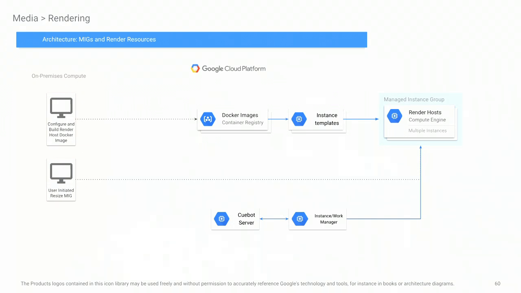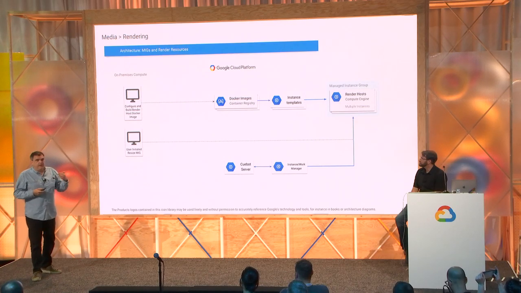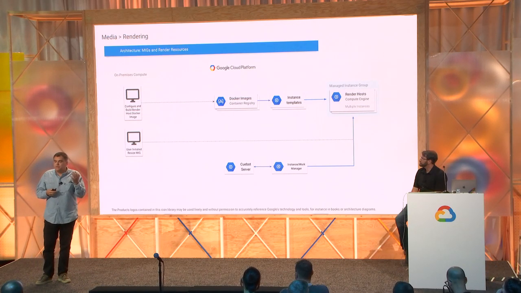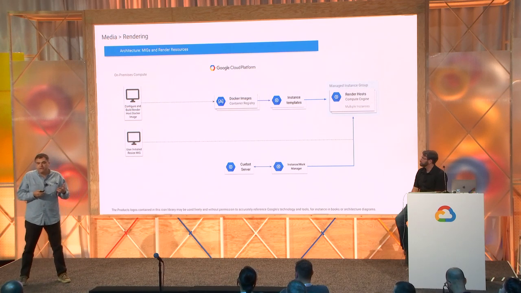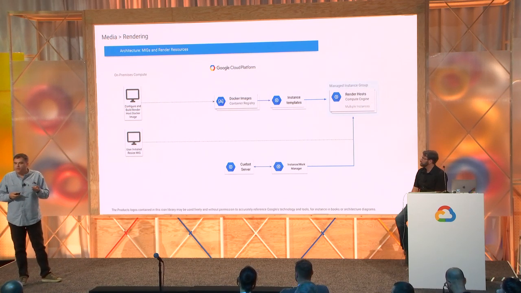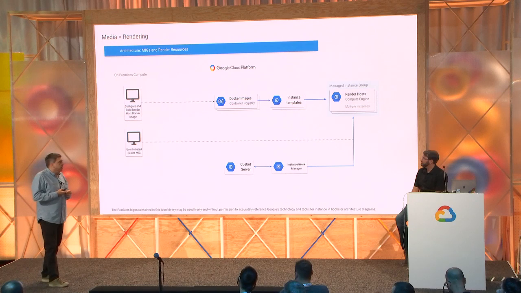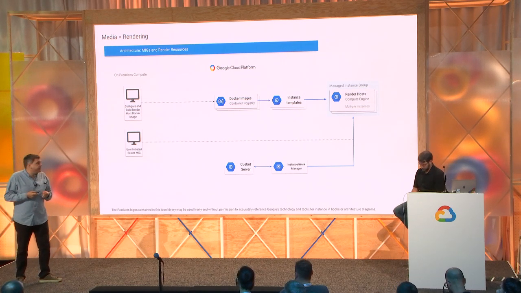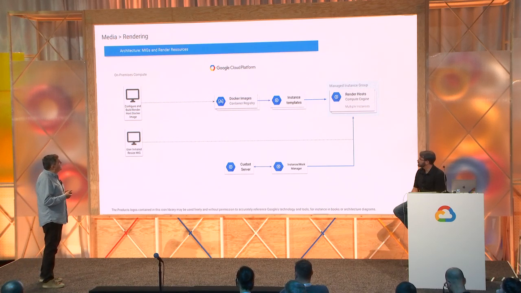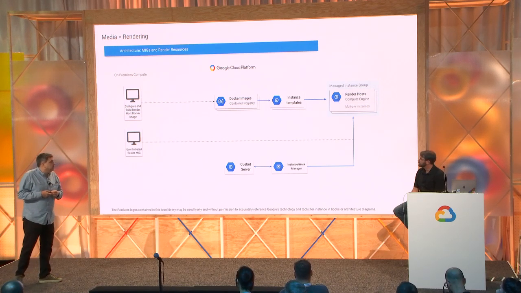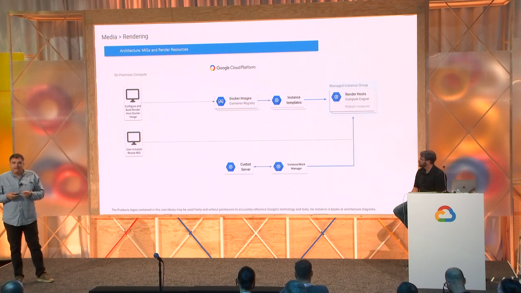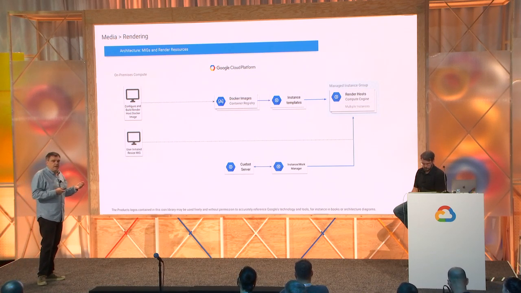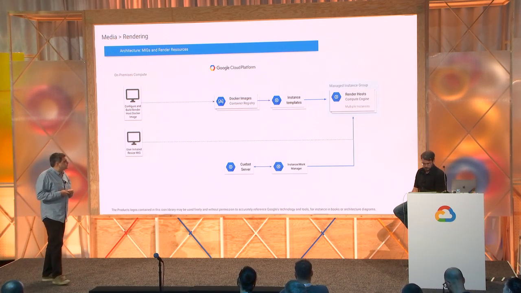To configure and build our render hosts, we're using Docker images. Basically, those Docker images are scripts that allow us to define all the prerequisites, libraries that need to be installed, as well as all of the third-party software, and in some instances, links to where you can check out licenses. Those are stored in our container registry, and when we launch a machine, we're launching an instance template, which is reading in that Docker file.